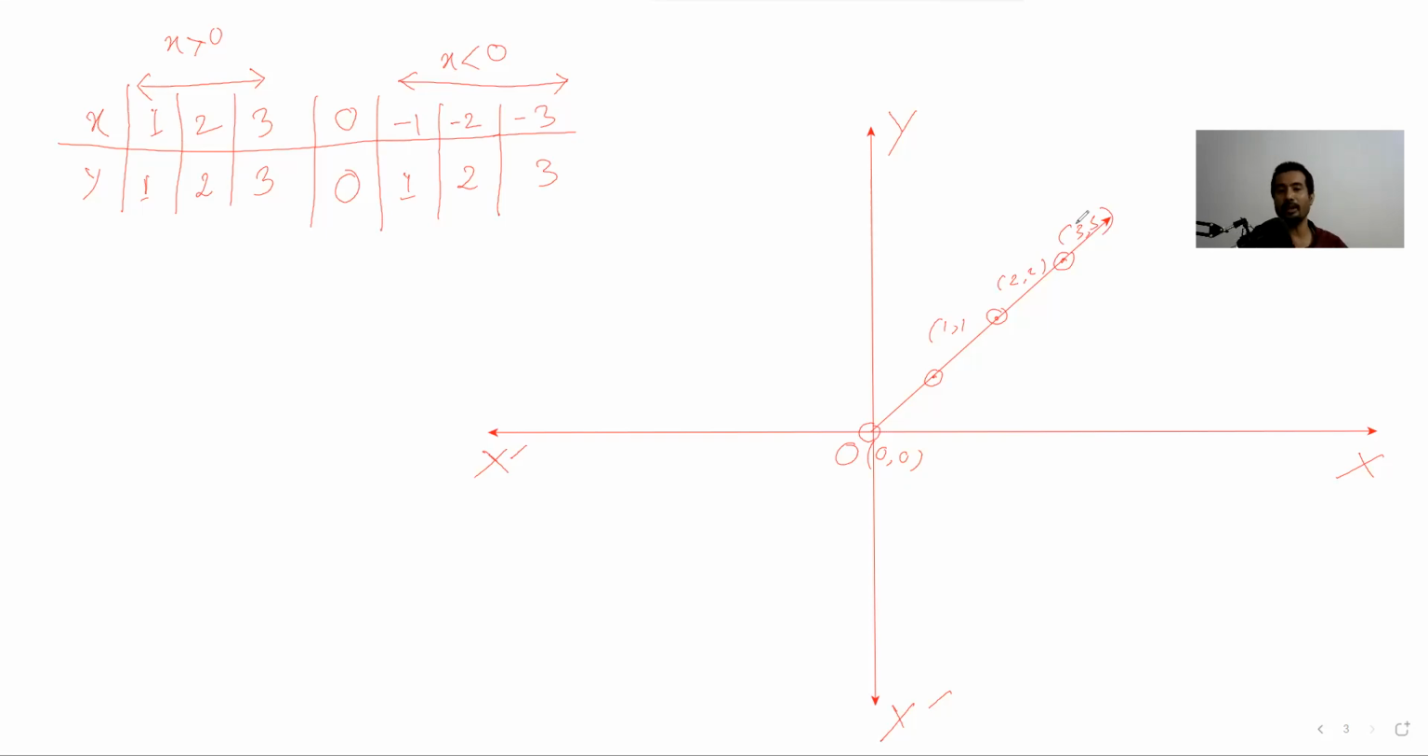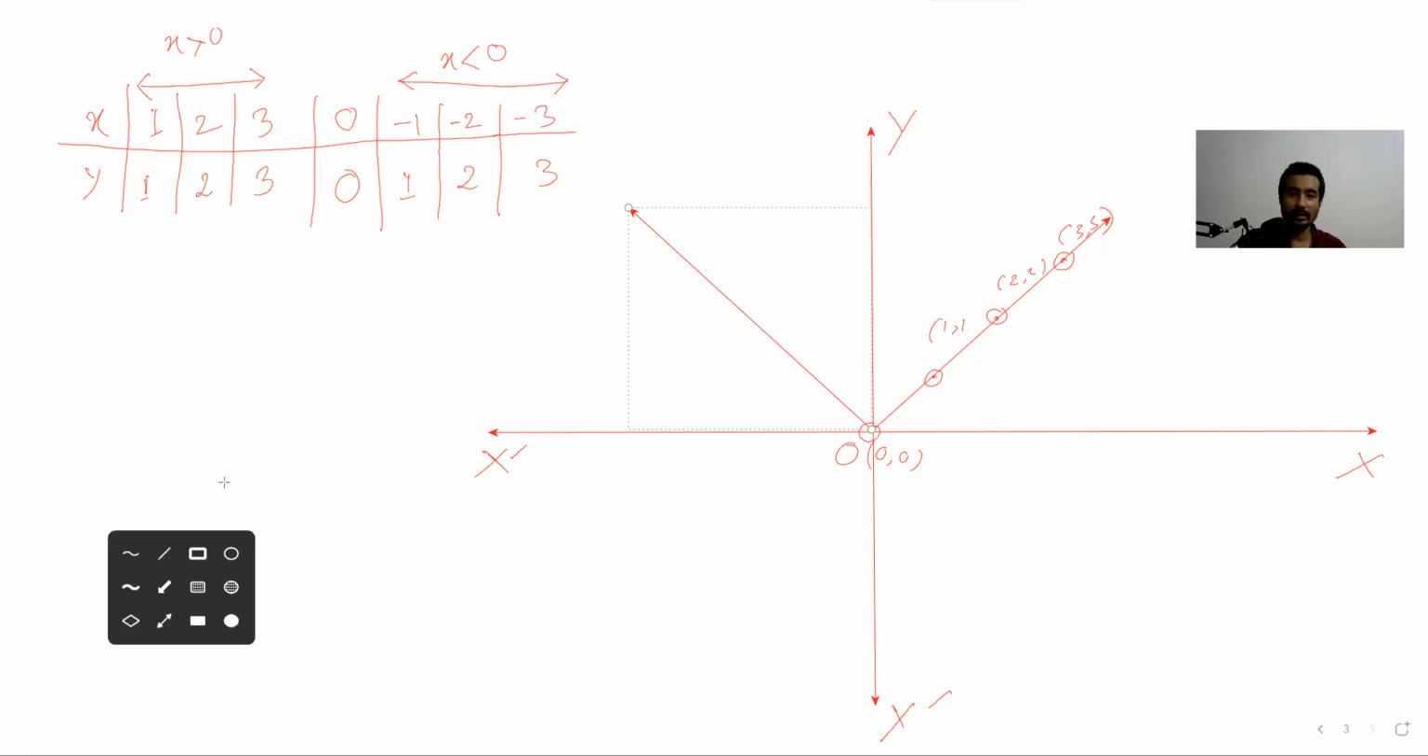And if you go to the negative part as well, then you will notice that the graph will look like this. Here also you will have a part of the graph like this. Sorry, let me delete this one. Start from the origin. Okay. Now see, on this part, if I take -1 from the table, this is 1. So this point is our -1, 1. Then if I take -2, then this point will be -2, 2 and so on.